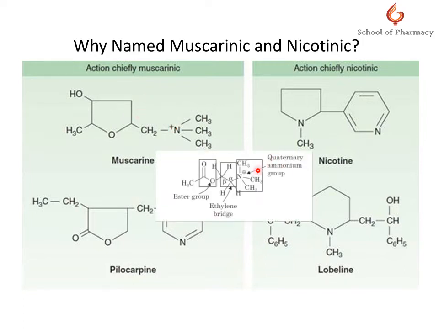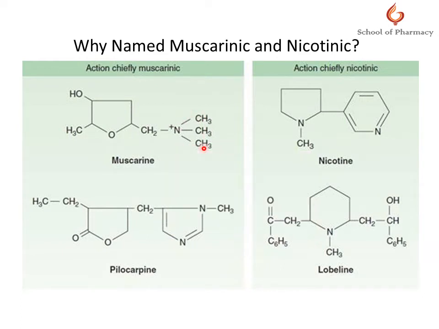There is also a quaternary ammonium group, as in acetylcholine. That's why acetylcholine is an agonist of the muscarinic receptors, and pilocarpine, as it also contains the tetrahydrofuran group, is also an agonist. That's why they are known as the muscarinic receptors.